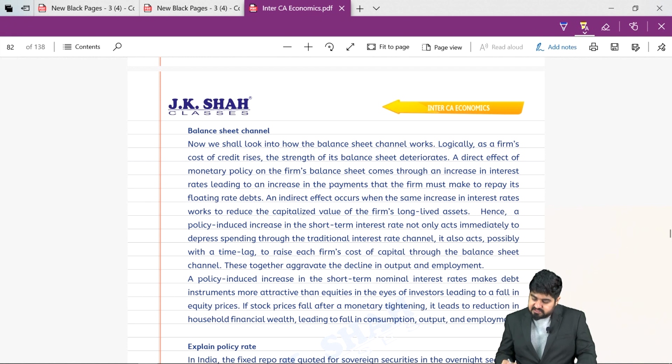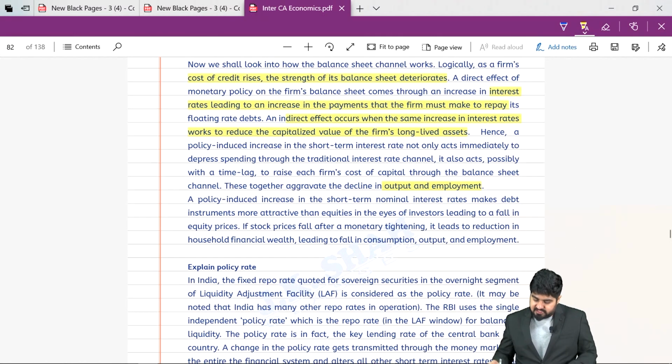Balance sheet channel. Similarly, friends, when we talk about the balance sheet channel, as the firm's cost of credit rises, the strength of its balance sheet deteriorates. So there is a direct effect of monetary policy on the balance sheet. As the interest rate increases, it results in an increase in the payments that the firms are going to pay to the banks. An indirect effect occurs, as the increased rate works to reduce the capitalized value of the firm's long-lived assets. Now there is a negative effect on the balance sheet. So what will the firms do? Try to sell at a minimal price to the people. That means avoiding output and employment increment in the future. The entire thing can be vice versa too.